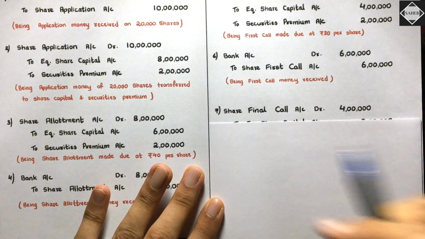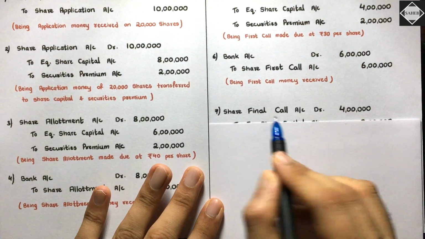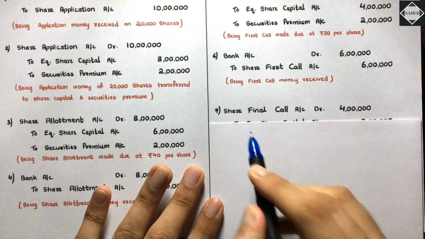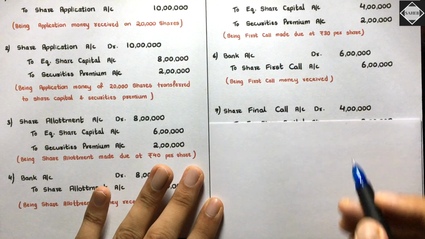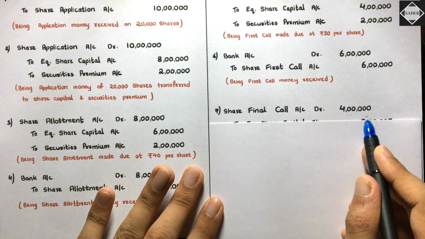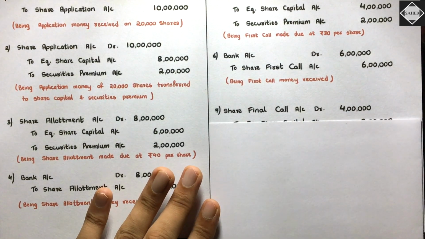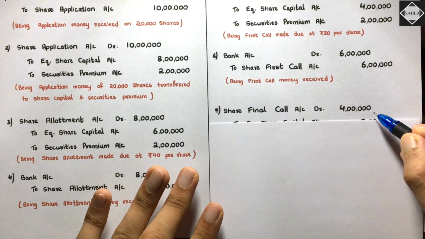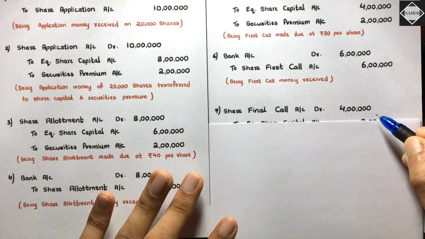You have to write the whole thing, okay? Share second and final call, like that. If it is third, then share third and final call. Is that clear? Here I have just written final call. Fine. So 4 lakh you have debited. Now, is this all because of equity share capital? No. There is also premium.